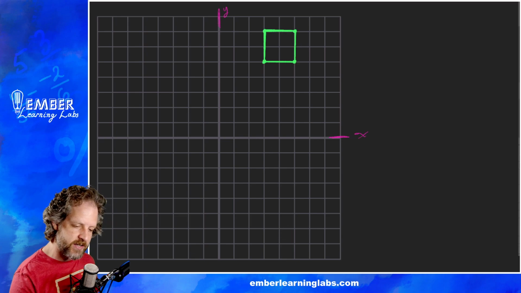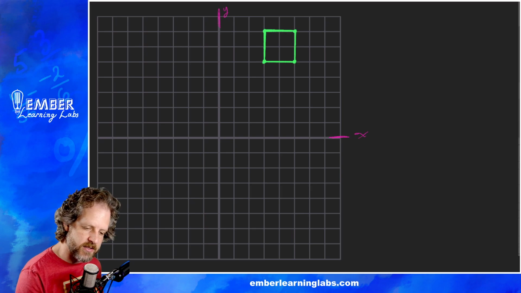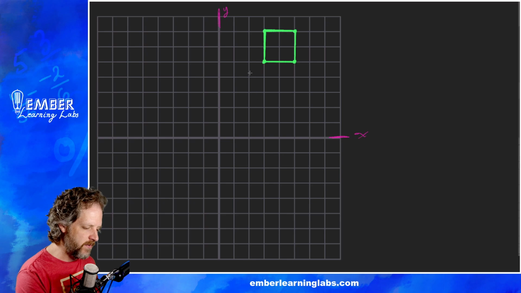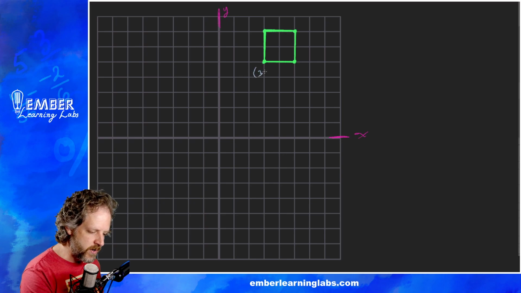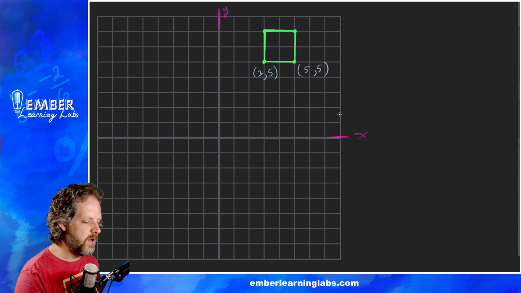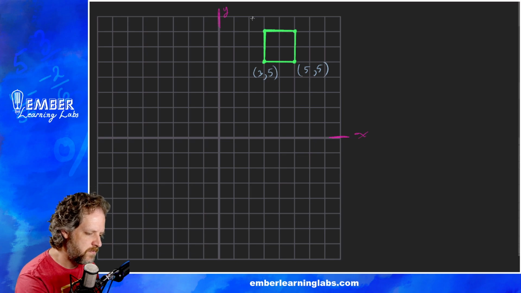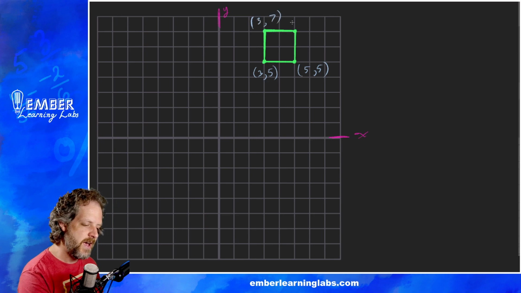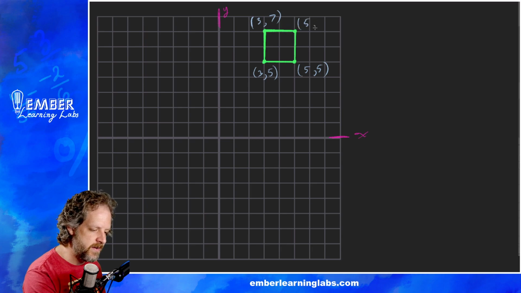So real quick, before we get to the points that are going to be on there, let me do these in a totally different color so it's easier to see. All right, so we've got a little square here. Then we've got a point at 3, 5. We've got a point at 5, 5. And we've got a point at 3, 7. And then we've got a point at 5, 7.